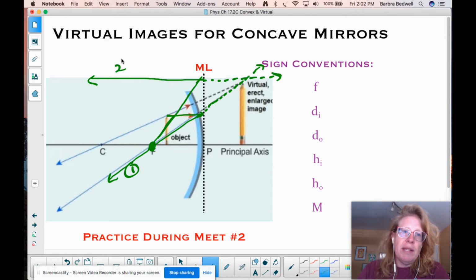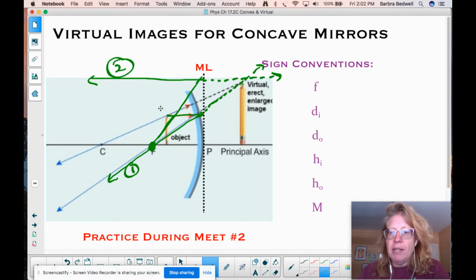And again, this is the one that is not shown in this particular drawing, that second ray. So again, you're going to line up your ruler through F and through the tip of the object, and it's going to go up and hit the mirror, and it's going to reflect back parallel to the principal axis, and the reflected ray, again, is virtually reflected back behind the mirror.